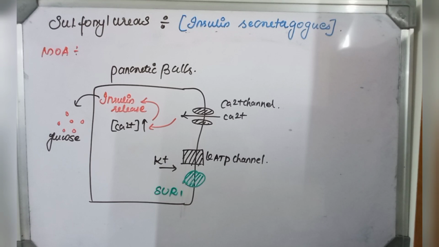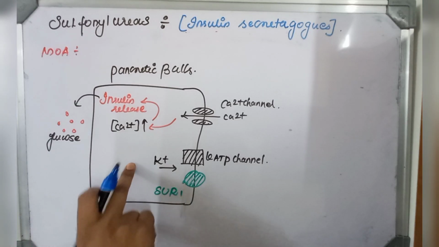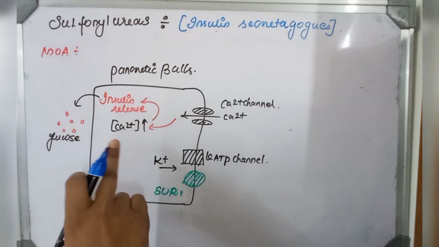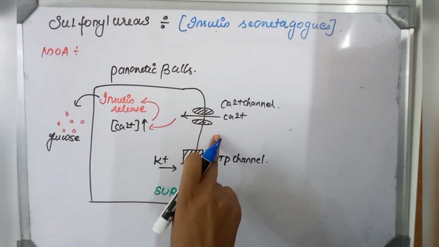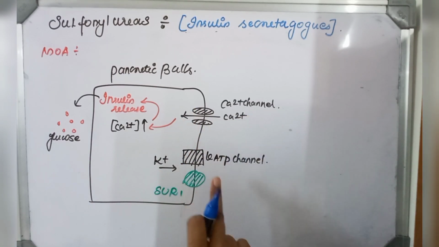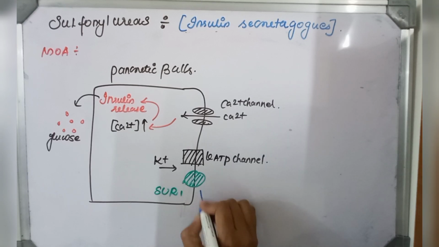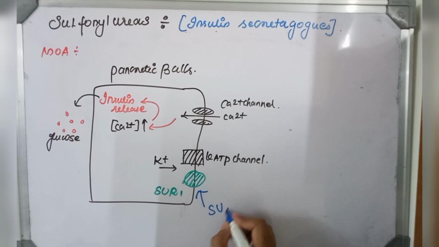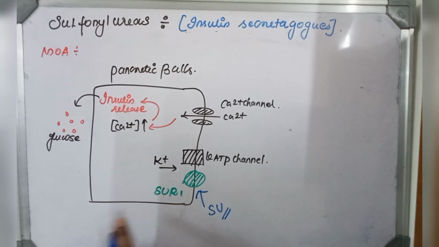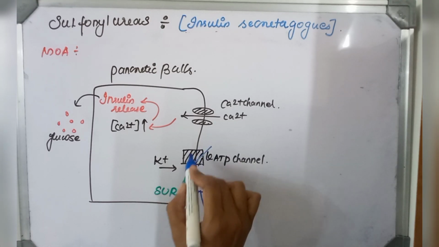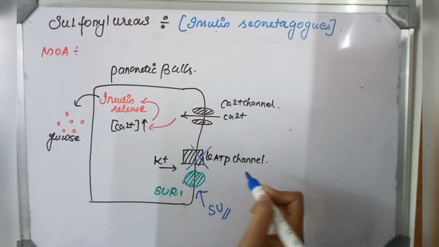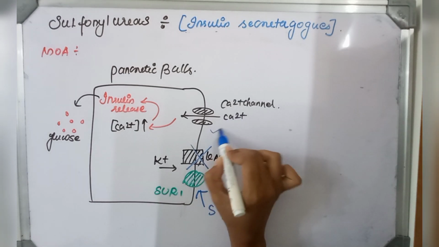Now let us talk about the mechanism of action of sulfonylureas, which act on the pancreatic beta cells. A pancreatic beta cell has two channels in its membrane, a calcium channel and a potassium channel. When we introduce the drug, sulfonylureas bind to the sulfonylurea 1 receptor. Binding to this receptor inhibits the potassium ATP-mediated channels and opens up the calcium channel.